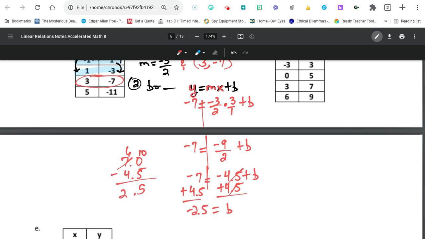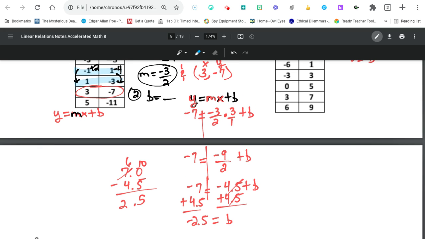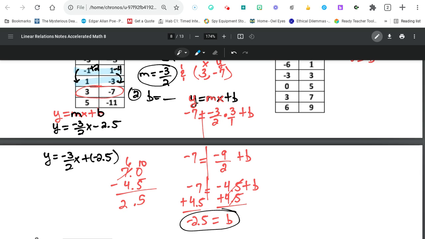So now I know that when I write my equation, I can replace m with -3 over 2, and I can replace b with -2.5. So I write y equals -3 over 2 x minus 2.5. Now you can put plus -2.5 if you want to. So some of you may prefer to write it like this. Okay.